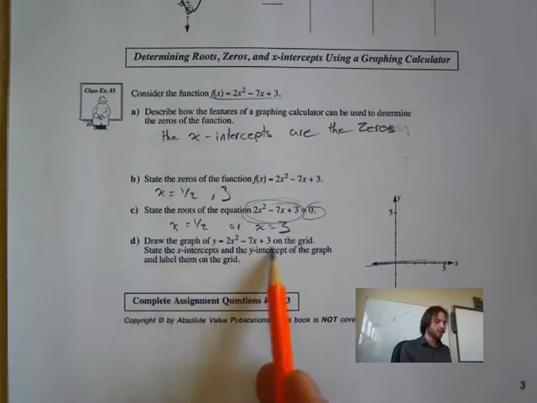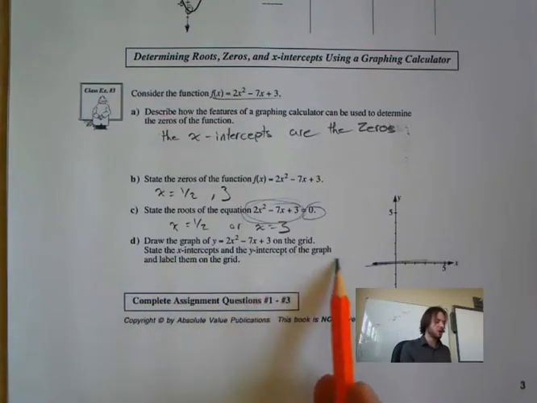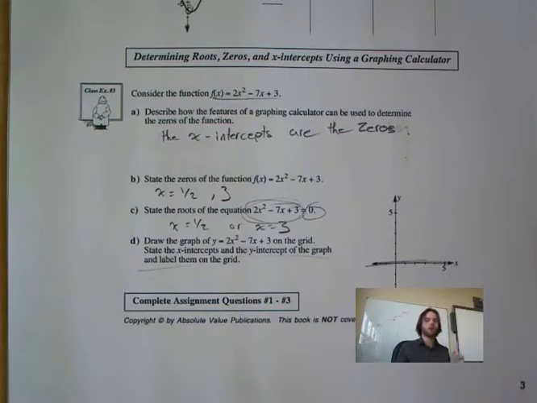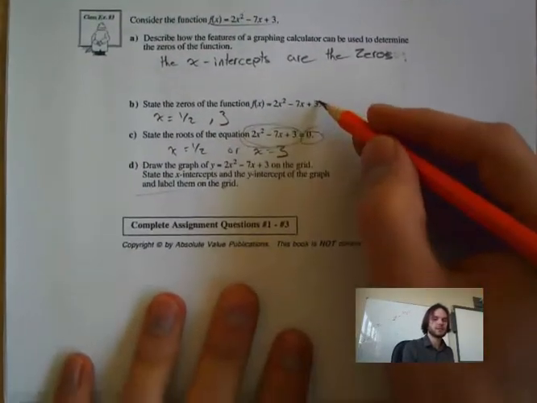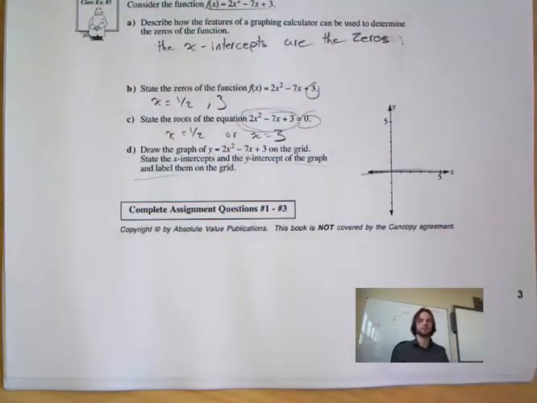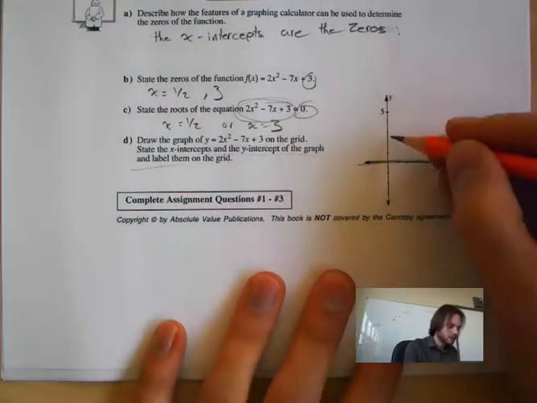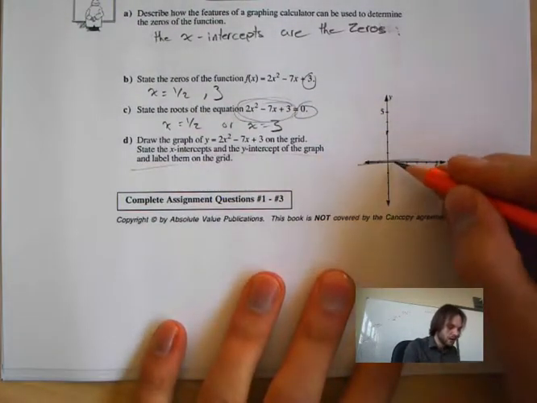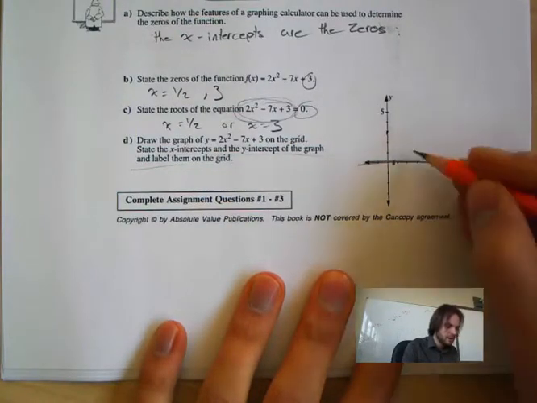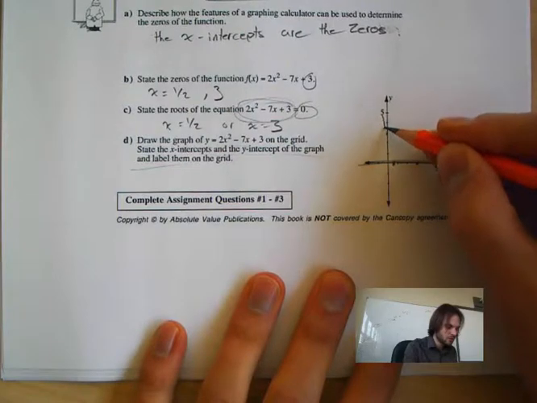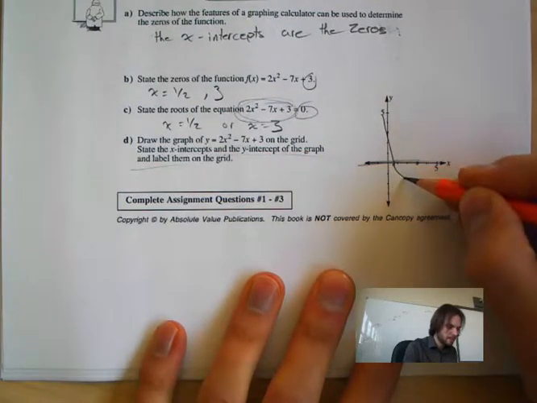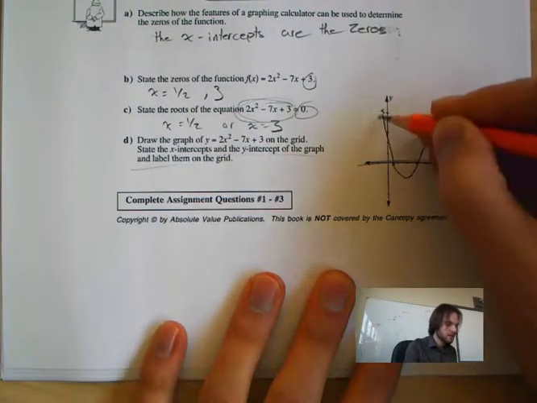Now, draw the graph on the grid and state the x-intercepts and the y-intercept of the graph. Well, my y-intercept is always this constant right here. So let's draw this out. We're going to have the constant, so it's at 3. We also have 1/2, and then the other one's going to be at 3. So my graph is going to look something like this. Okay? And that is it.